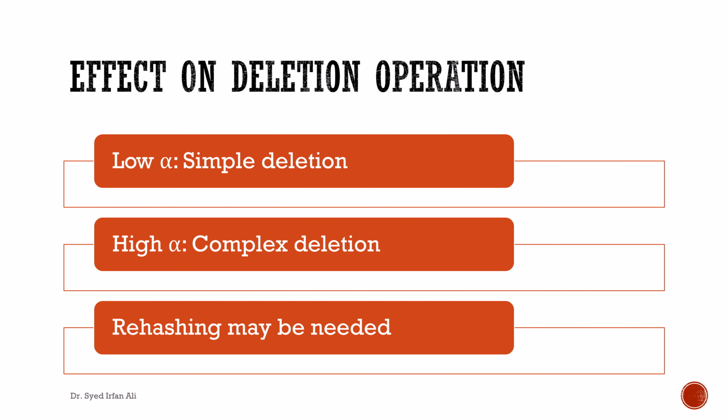Deletion is also affected by load factor. When alpha is low, deletion is simple and requires minimal changes. When alpha is high, deletion becomes complex. In open addressing, we may need rehashing or special marking to maintain correctness.